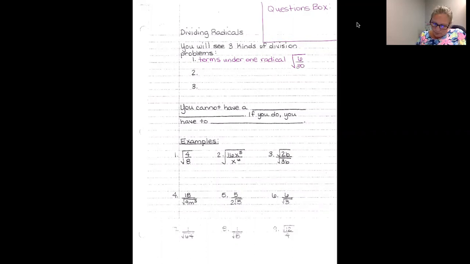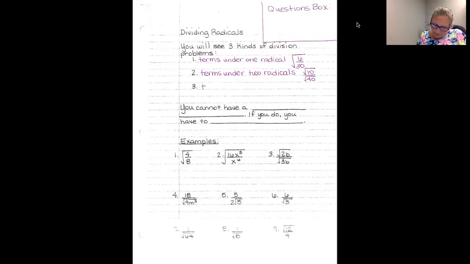Number two, terms under two radicals, like the square root of 10 over the square root of 40. Notice there is a radical in the numerator and denominator.